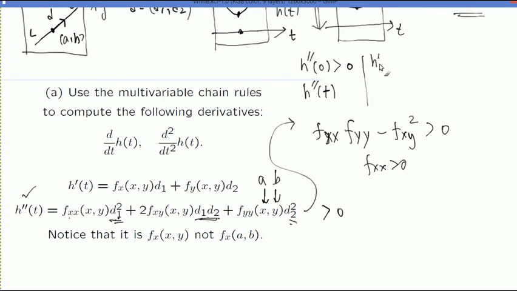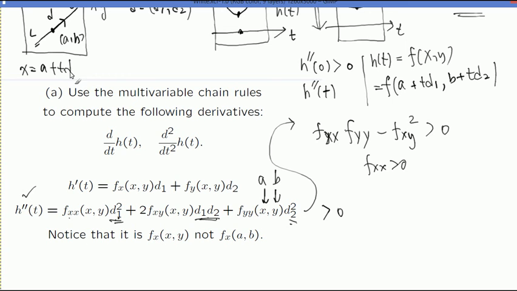H of t is f of x y, where x y is not free, but is composed with the line involving d. So there's a, b in there, and a plus t times the direction d1, b plus t times the direction d2. That's the parametric equation of this line. So here, x is a plus t times d1, y is b plus t times d2. That's sigma of t. So if you further compose it, it becomes a one variable function.